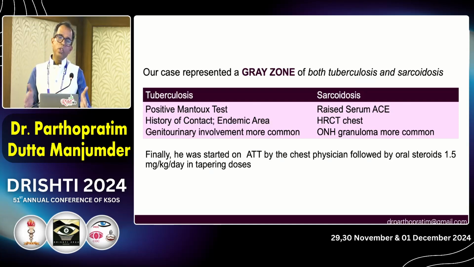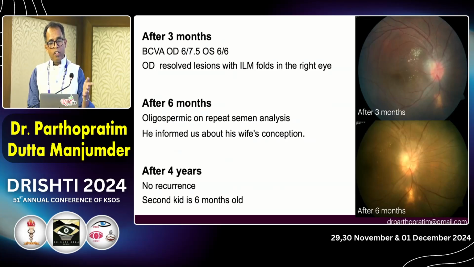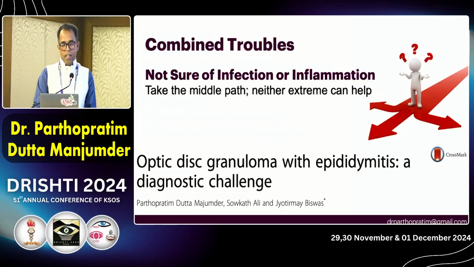So what we did, we took the middle path. We started the patient on ATT and also started the patient on a high dose of steroid. And at 3 months, you can see the vision improved significantly. At 6 months, he was oligospermic on repeat semen analysis, and he informed us about his wife's conception. And after 4 years, this patient comes to my OPD every year from Calcutta to see me and give a sweet, and when I saw him recently, his second kid is 6 months old.